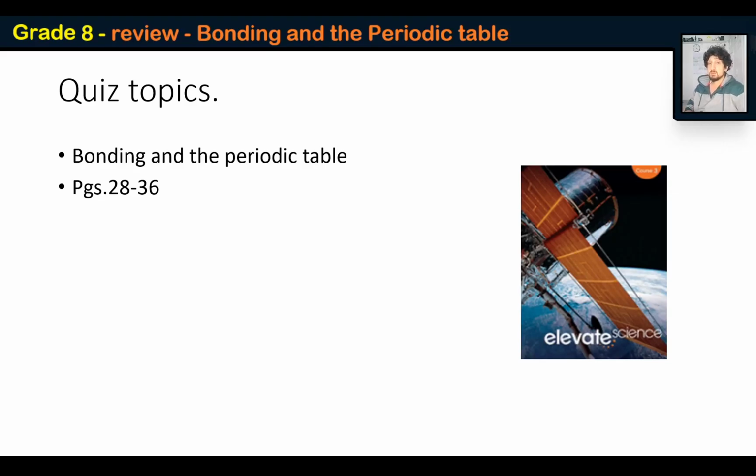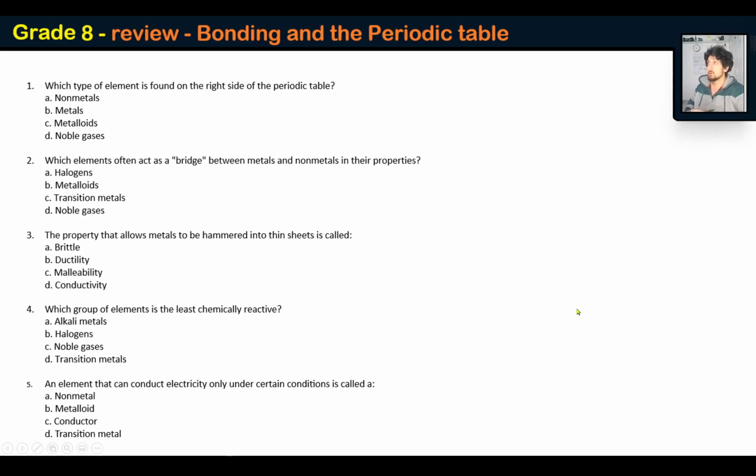Anyway, so we're doing a review for quiz 3, and it's going to be on bonding in the periodic table, and those are the pages that you will be tested on. What I'd like you to do is please be ready, answer the questions before I do, and then see if you get them right. If you don't get them right, go back through your notes and listen to the explanation as well. All right, let's go. I'm trying to keep this as short as possible.